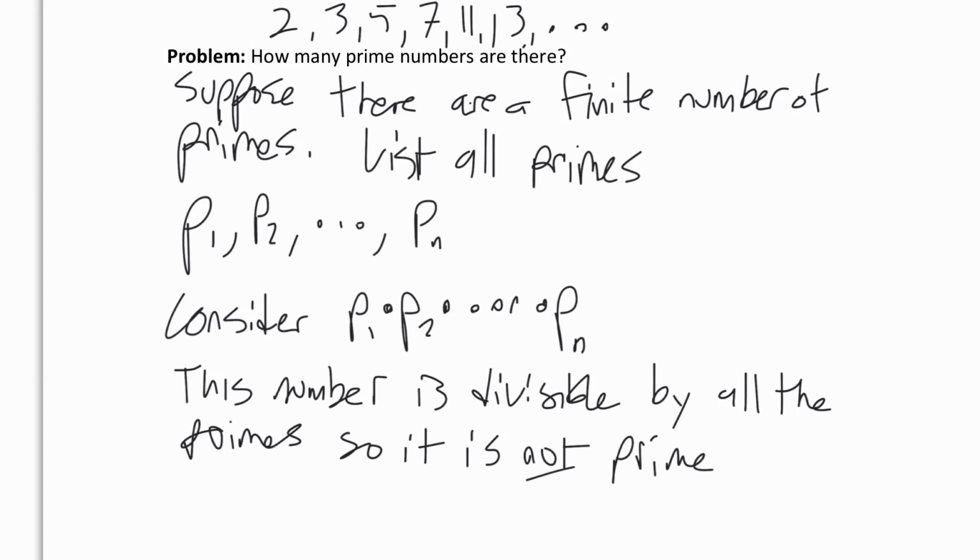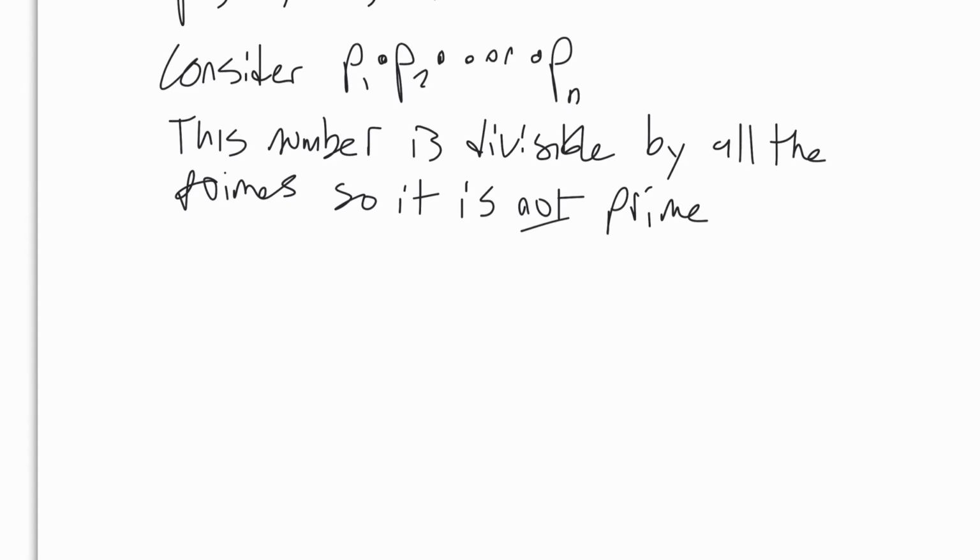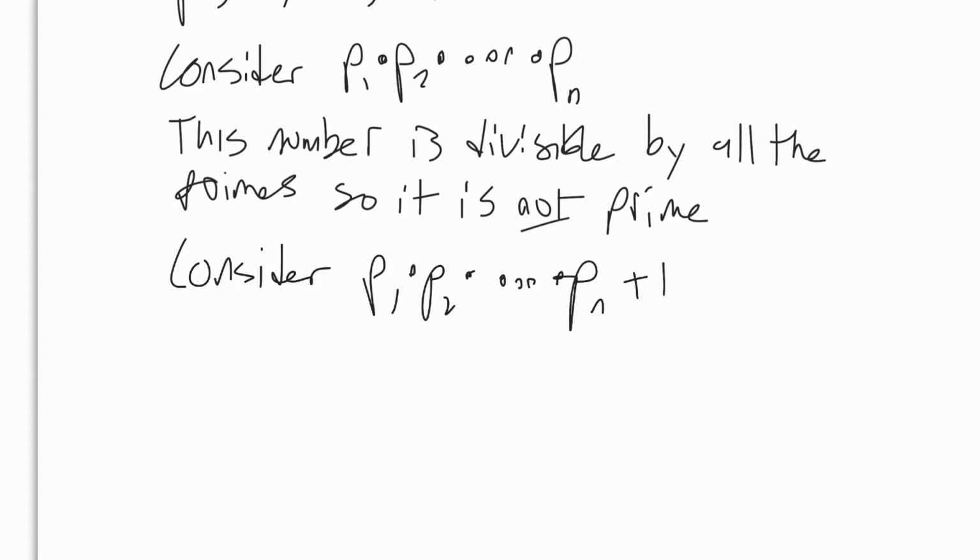Alright, but what if we add 1 to it? What if we take this number and add the number 1? So we'll consider P1 times P2 times Pn plus 1. Well, if you were to try to divide this number by P1, you'd have a bit of a remainder. If you divided it by P2, P3, Pn, because P1, P2, P3, Pn all divide into that first number, when you add 1, well, you've got remainder 1 in each one of these divisions. So this number here is not divisible by any of the primes.